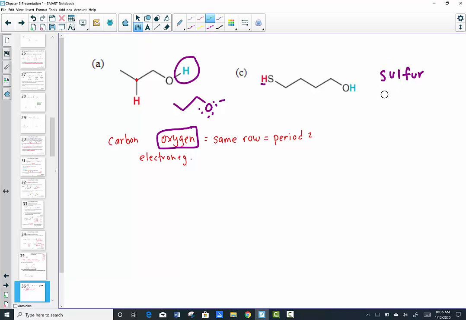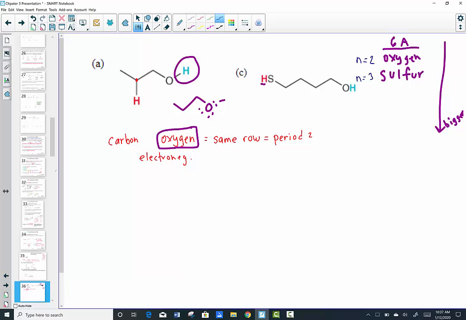Because remember now, oxygen and sulfur are both in the same group number, group 6A. And we know that as you go down the same column on the periodic table, atoms get bigger. The bigger atoms are adding valence shells. So here we have oxygen in period 2, putting its electrons in the outermost energy level of the second shell.